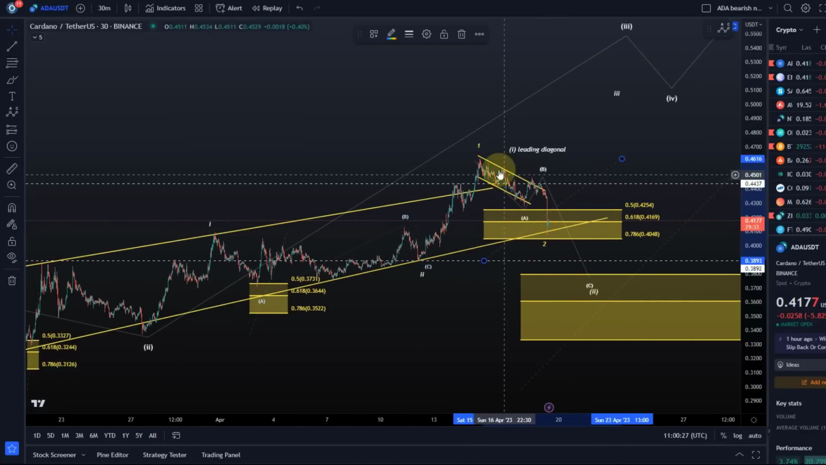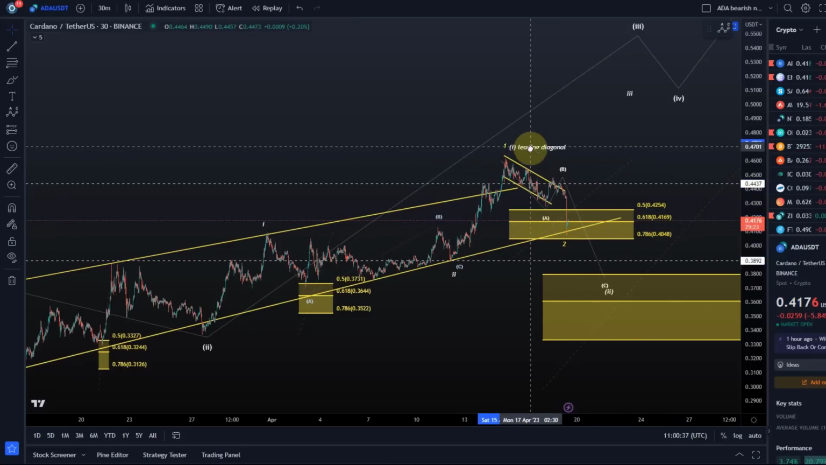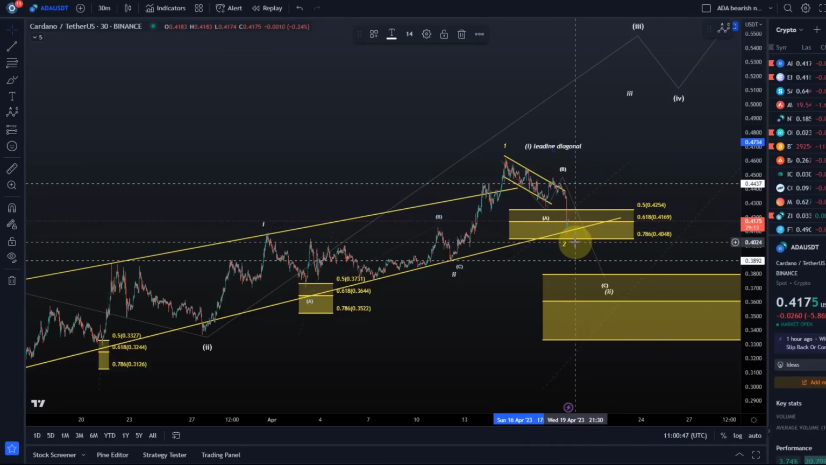This would rather be the one that I find a little bit less likely, looking at the subwave structure, looking at the lack of strength. I mean, it wasn't immediately bought up again, so I'm rather looking at a leading diagonal here. Let's talk about that. So the yellow one is a potential, but for now I don't think it will turn around here. At least it doesn't look like it at the moment. I would need to see evidence.